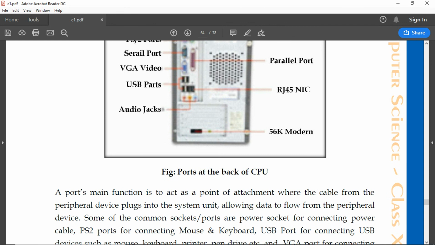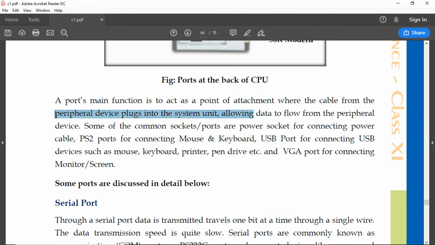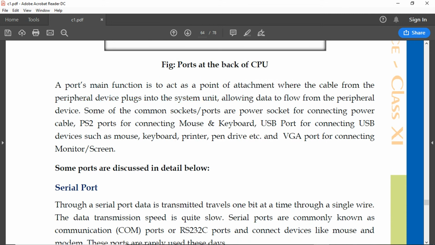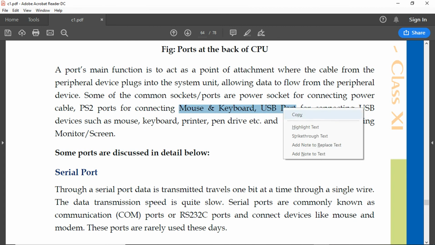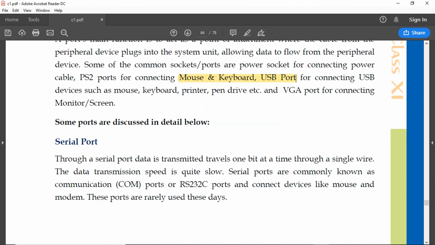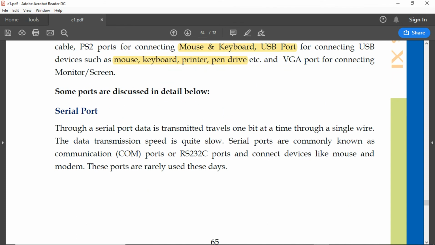A port's main function is to act as a point of attachment where the cable from the peripheral device plugs into the system unit, allowing data to flow from the peripheral device. Some of the common sockets/ports are the power socket for connecting the power cable, PS2 ports for connecting mouse and keyboard, USB port for connecting USB devices such as mouse, keyboard, printer, pen drive etc. and VGA port for connecting monitor/screen. Some ports are discussed in detail below.